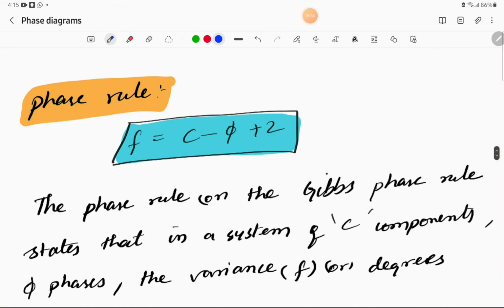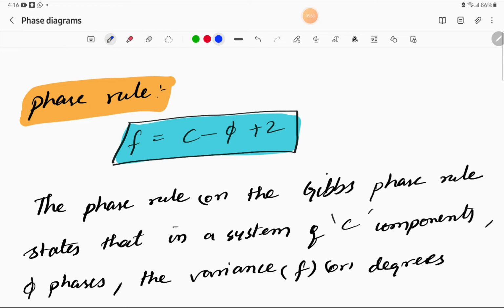Okay, next let's come to phase rule. This is very important because in all phase diagrams you will be using this phase rule. So it is very important that you understand it very well. What is phase rule? Phase rule is given by Gibbs. It is also called the Gibbs phase rule.